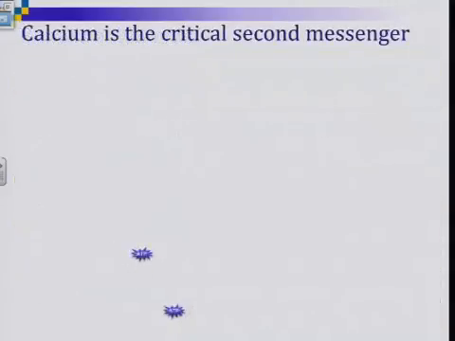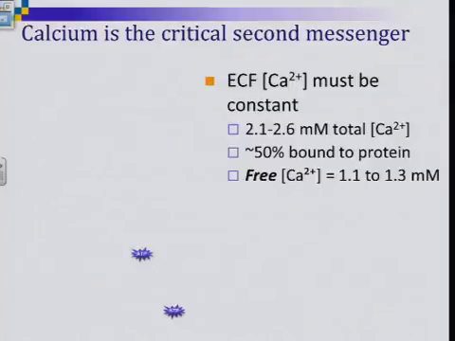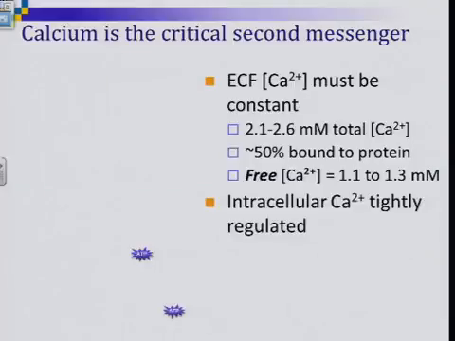Okay. Calcium is a critical second messenger. In the extracellular fluid, the calcium concentration must be pretty constant. Okay. So one figure you'll see in textbooks is 2.1 to 2.6 millimolar total calcium in the extracellular fluid. However, for our purposes, that's not quite right, because about half of that is going to be bound to protein. So it's not really free calcium. So the free calcium is 1.1 to 1.3 millimolar. Okay, and those are numbers you should memorize.